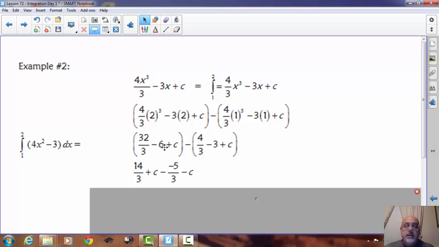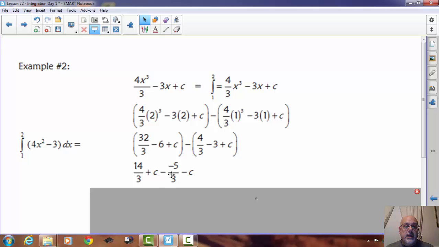32 over 3 minus 6, do that in your calculator, is 14 over 3. Convert back to a fraction. The fraction key is a big deal with the integrals, and you'll see as we move along, you can put in your calculator 32 over 3, put in parentheses, subtract 6, convert back to a fraction. And you'll get 14 over 3 plus c minus 4/3 minus 3. You put that in your calculator and you get negative 5/3.